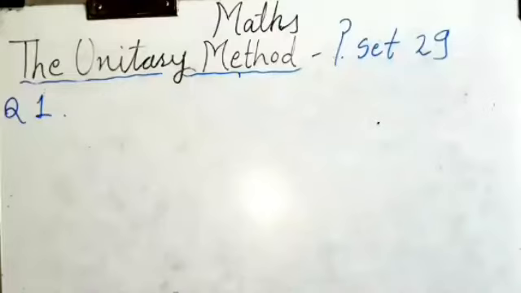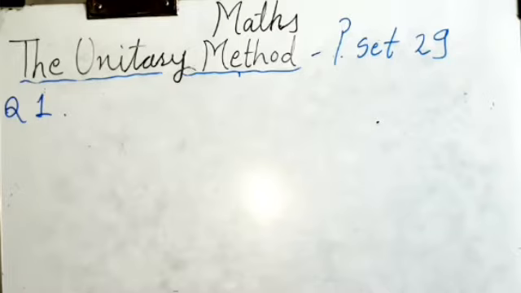Practice set 29, question number 1. Before this practice set 29, you must write "Now I know", which is given in the textbook on page number 60. After that you start the practice set 29. In all these examples you must solve by the unitary method. So, first example: if 20 meters of cloth cost rupees 3600, find the cost of 16 meters of cloth.